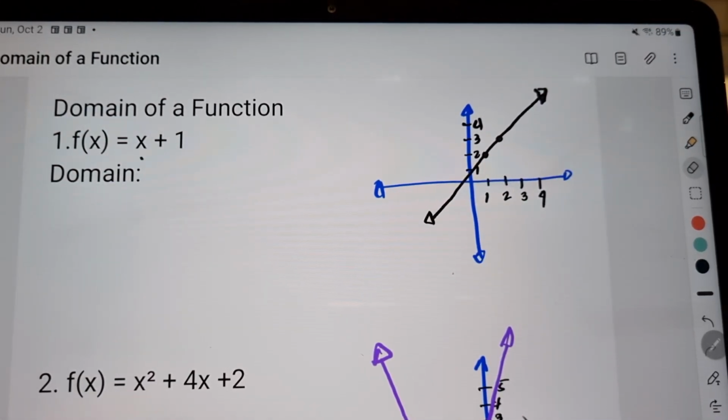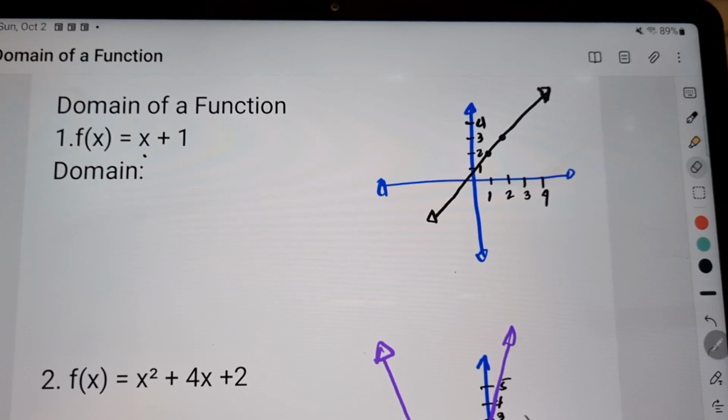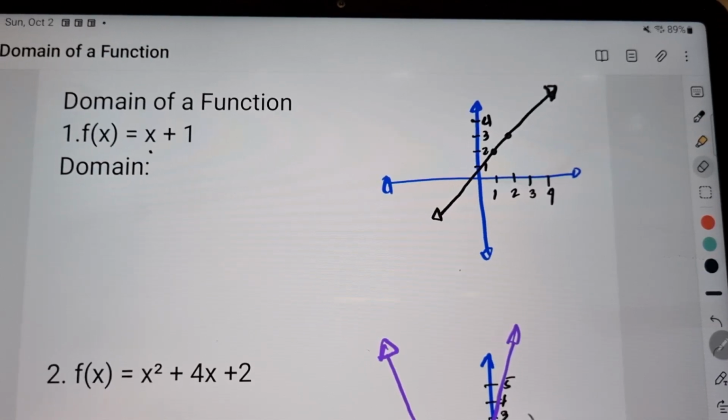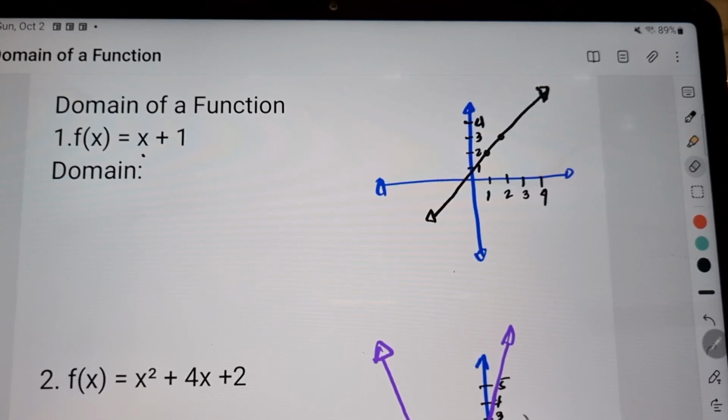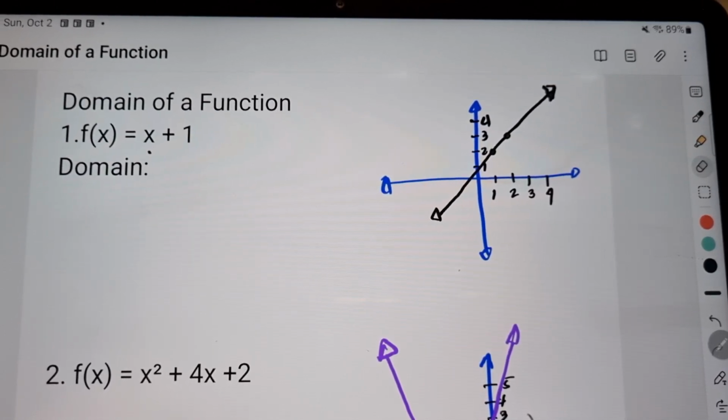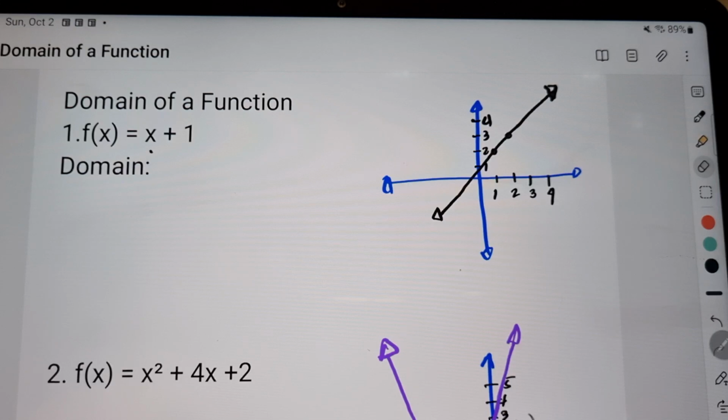Today you're going to learn about how to find the domain of a function. Domain means the set of x values, also known as the input or independent variable. So dito ngayon ang focus natin ay sa x values. Now, look at the given example here.